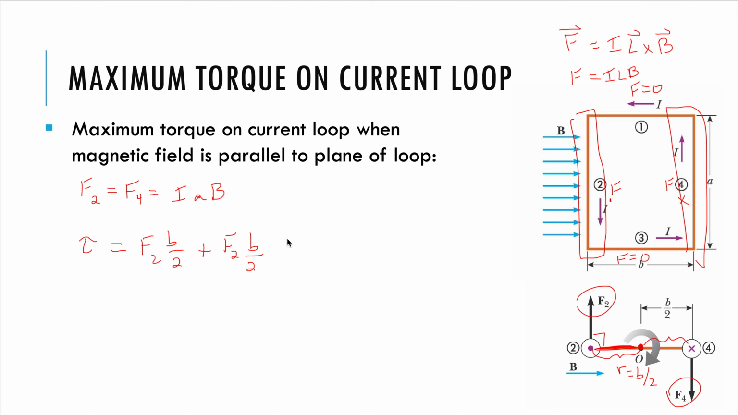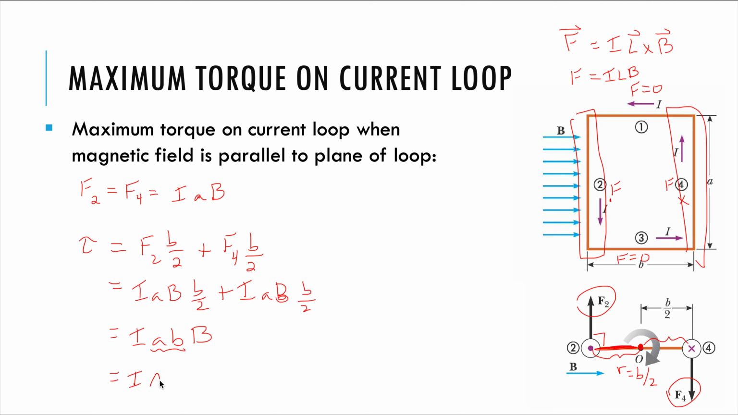So when this is F4 here, now we just can put in the definition, I A B times B over 2 plus I A B, big B here, times B over 2. And so that's going to give us I A B B, and we're almost done. A times B here is the length times the width of the loop. So length times width is area.